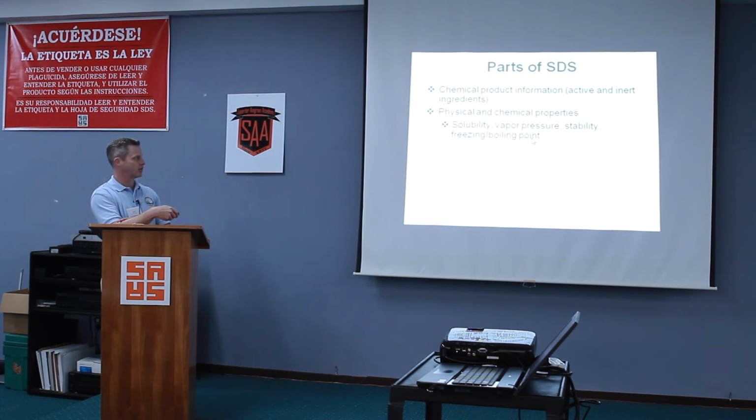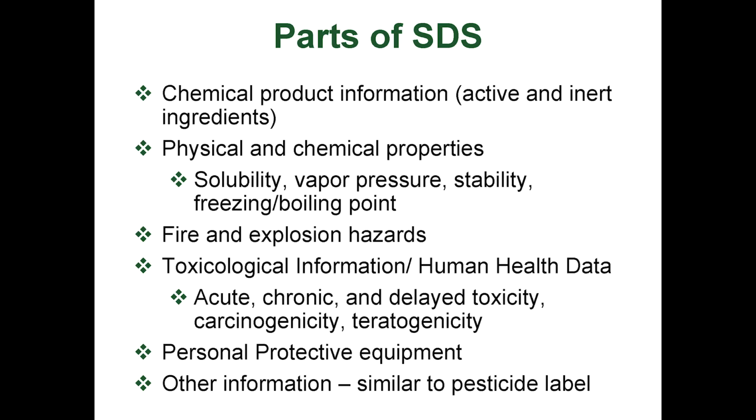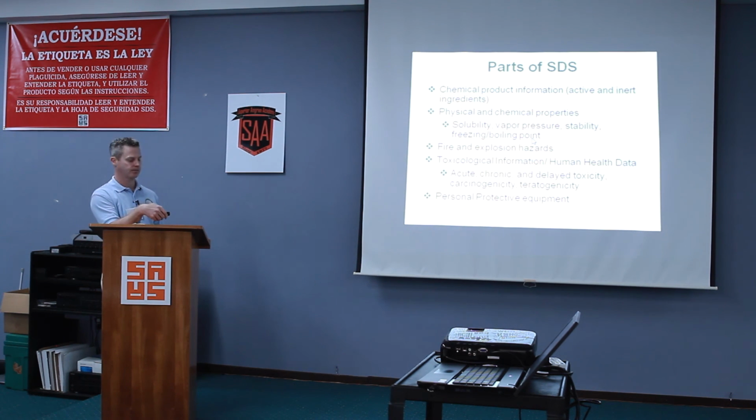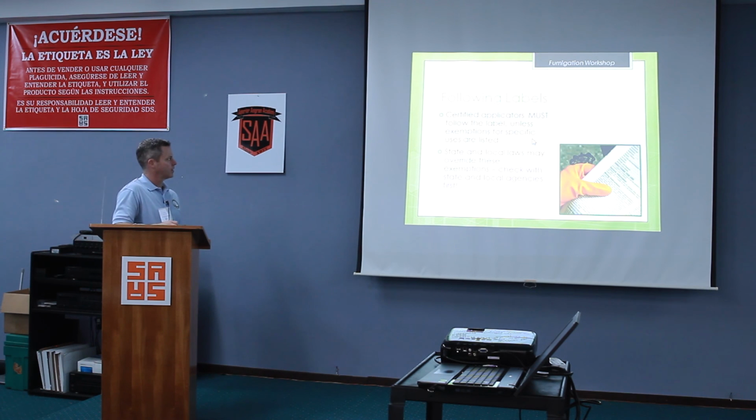So just like a label, there are different parts to an SDS sheet. You've got the chemical product information, the active and inert ingredients, the physical and chemical properties, such as solubility, vapor pressure, freezing point, boiling point, and the hazards. Some of this information you'll also see in the label, but the SDS sheet is more complete. Acute and chronic information, and then also personal protective equipment requirements. So like I said, it's similar to the pesticide label.